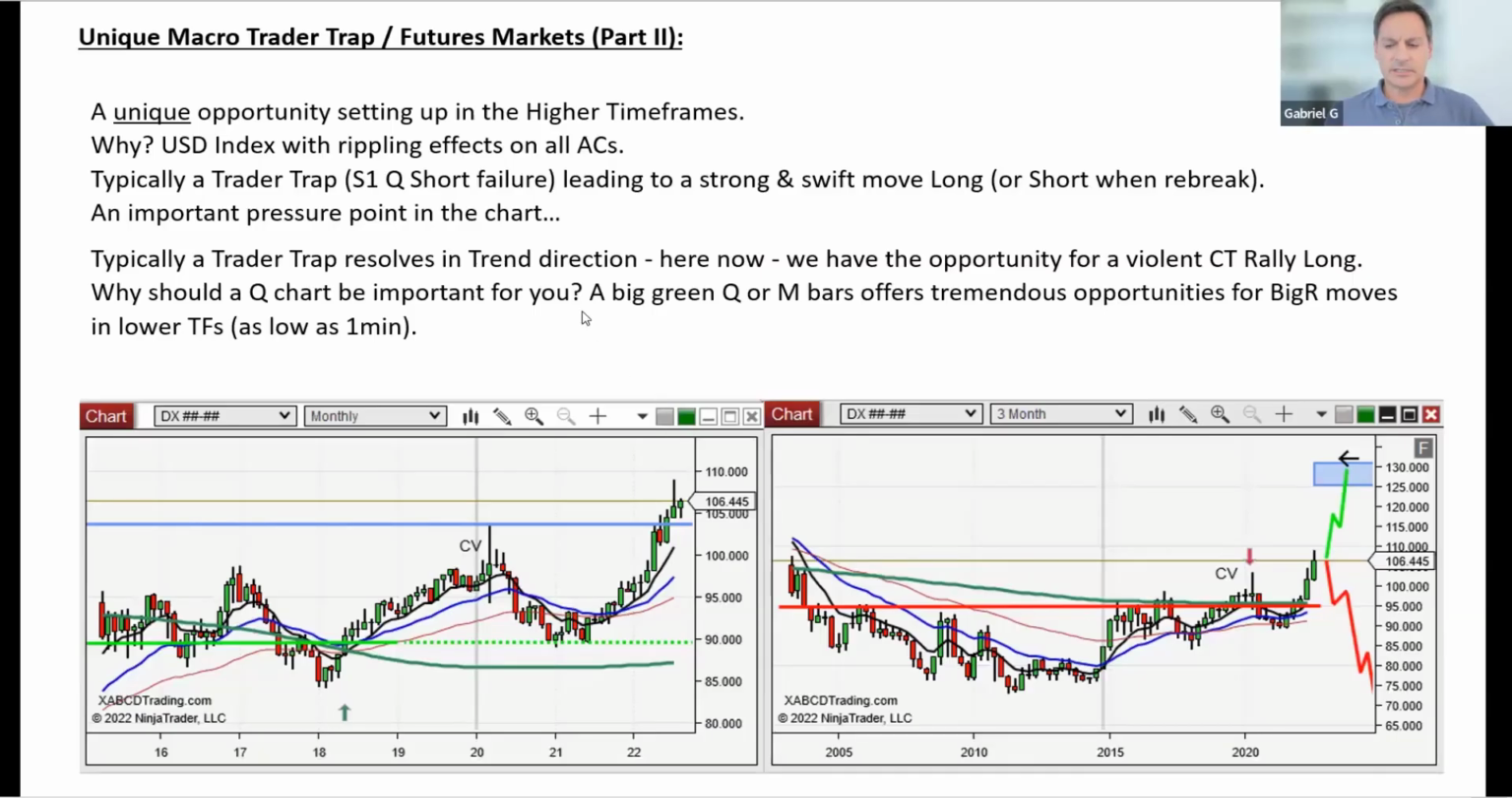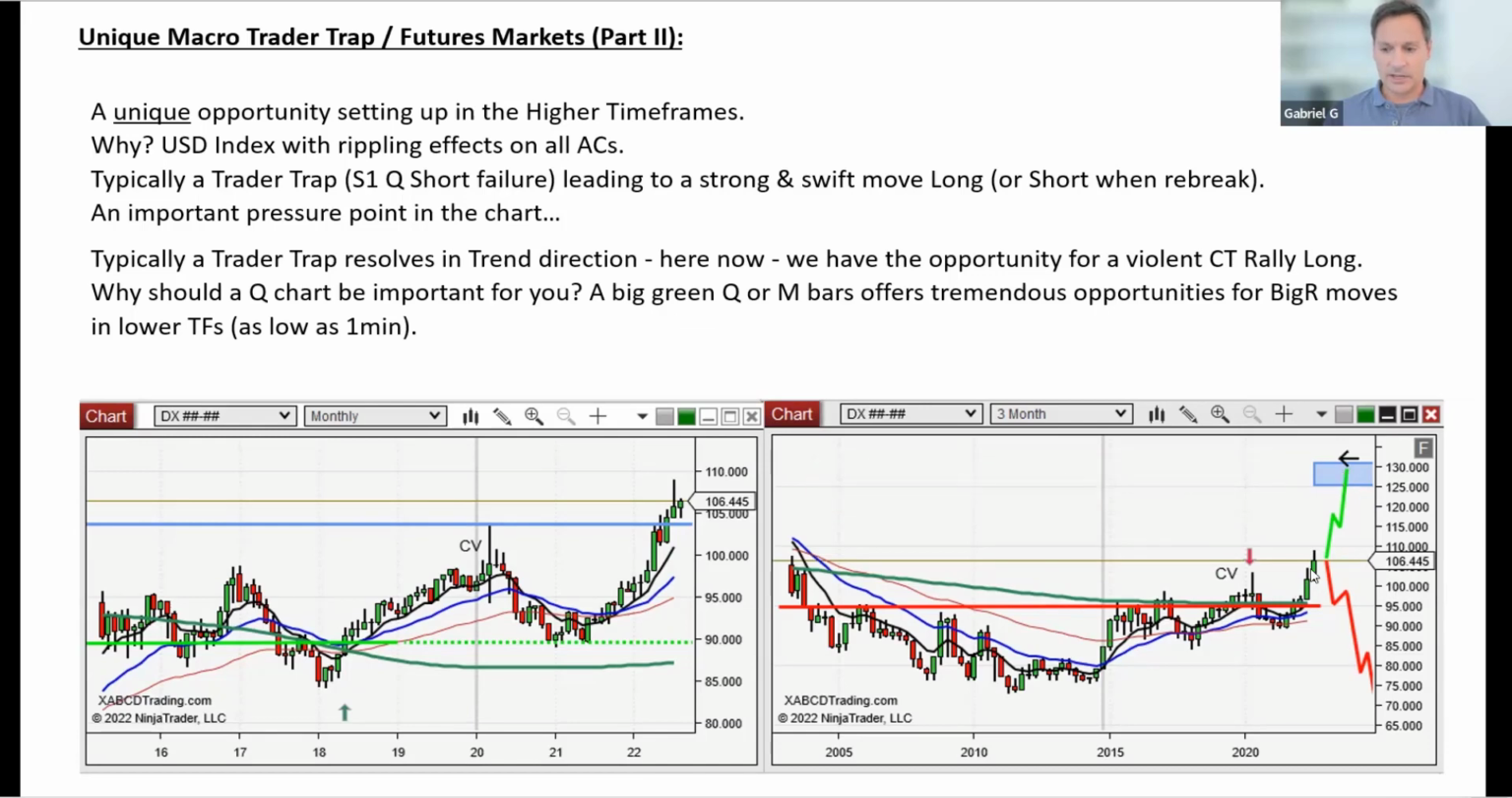Hello, everybody. This is an update on the macro trader trap, and let's get some more details here. So this is a unique opportunity setting up here in the higher time frames. So why is this situation unique? Because the US dollar index, the DX future, has a rippling effect on other asset classes, including the Forex market. Typically a trader trap leads to a strong and swift move along the failure pattern, and it has a predetermined target up here.